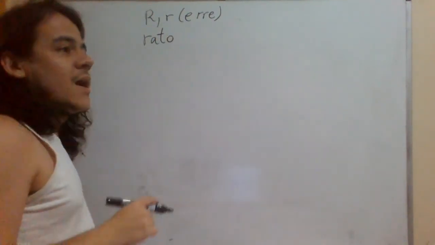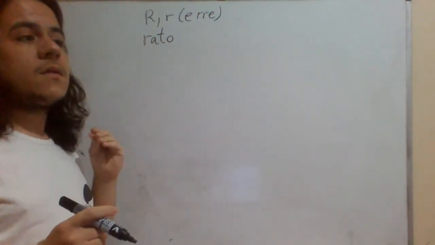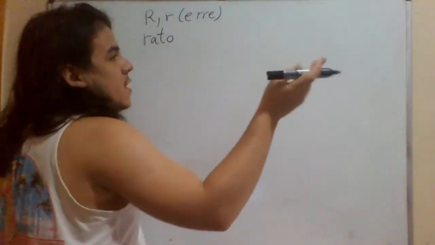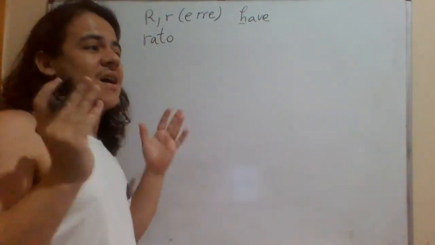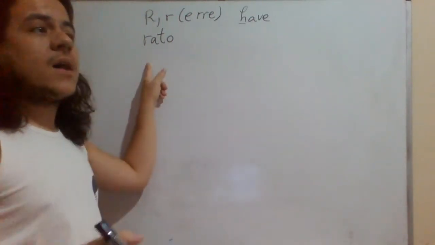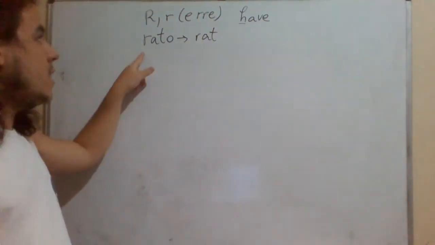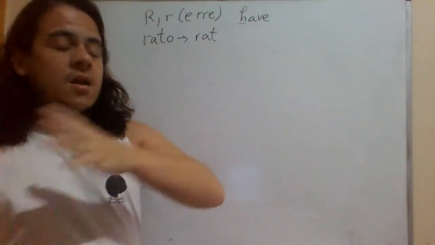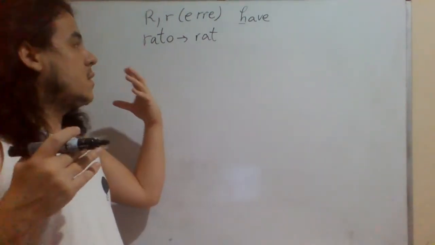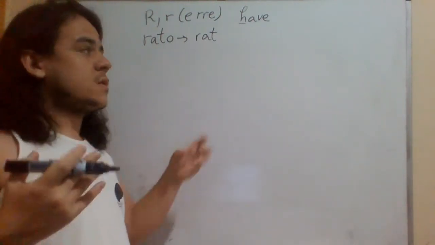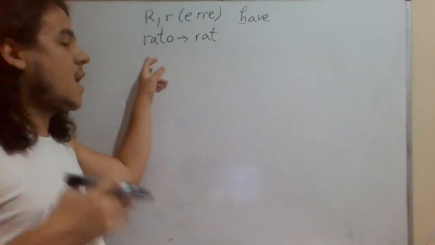So letter R here has this sound h, as the sound of letter H in have, for example. This sound here, ha, ha, have, rato. Rato means rat in English. So when letter R comes at the beginning of a word, it will always have this strong sound, like the verb have, ha, ha, rato.